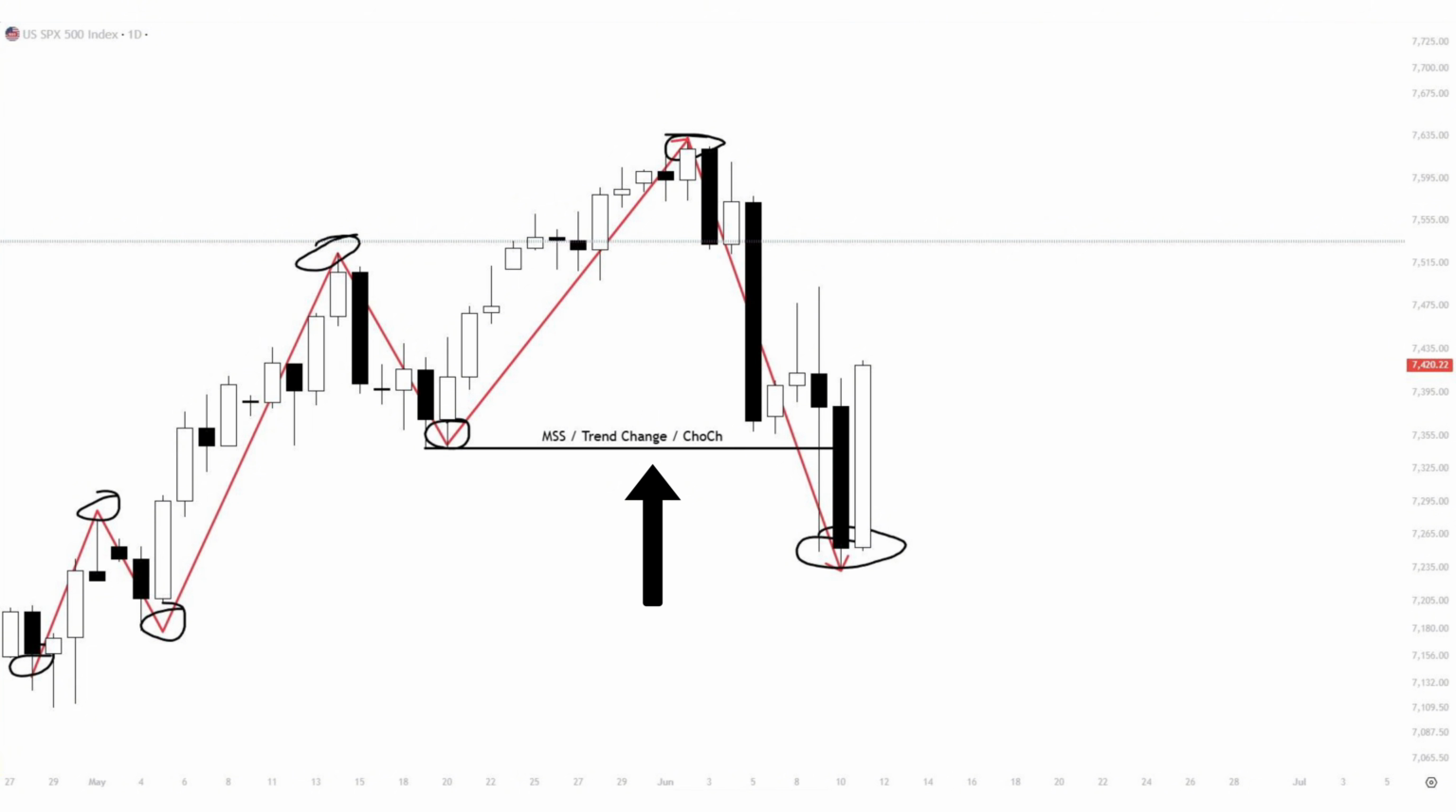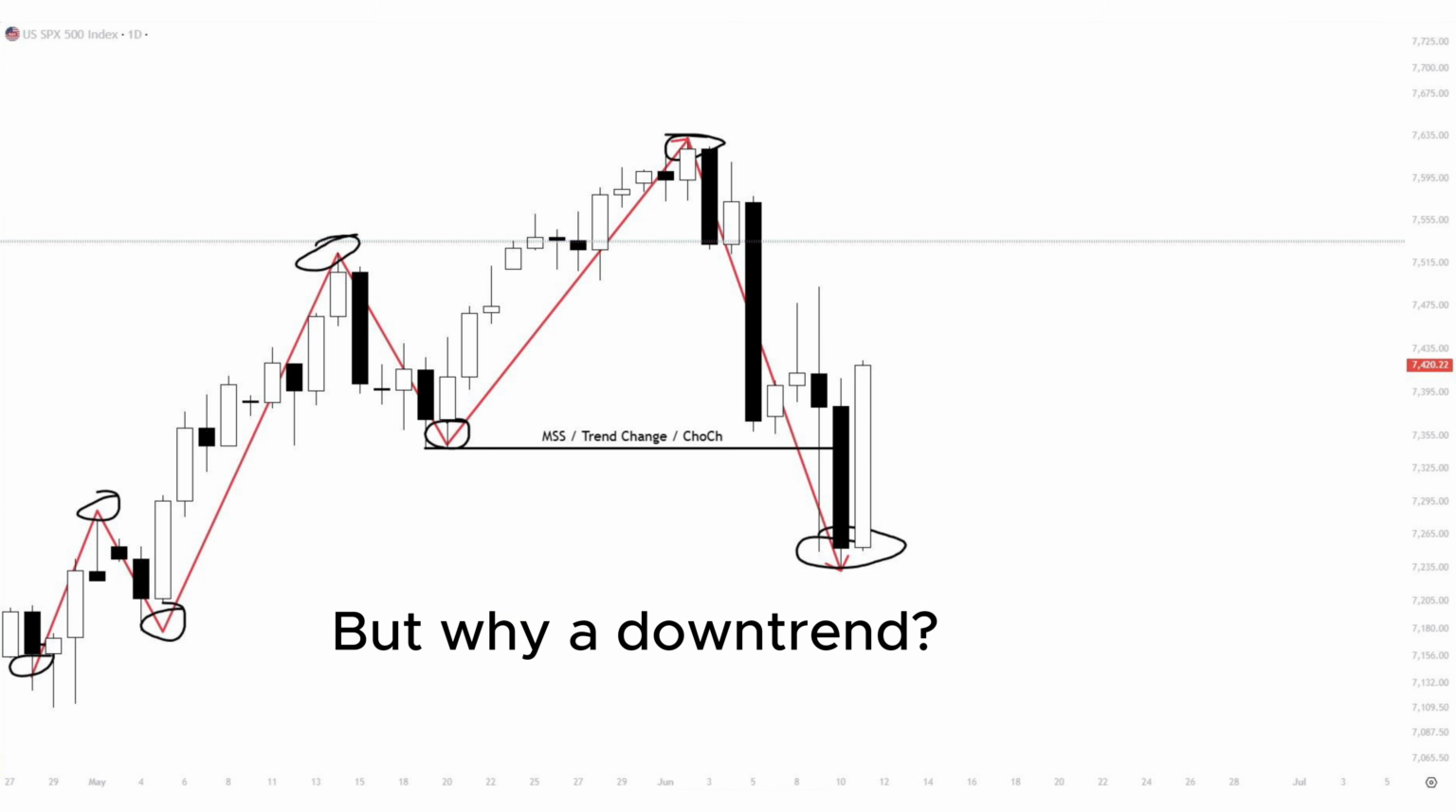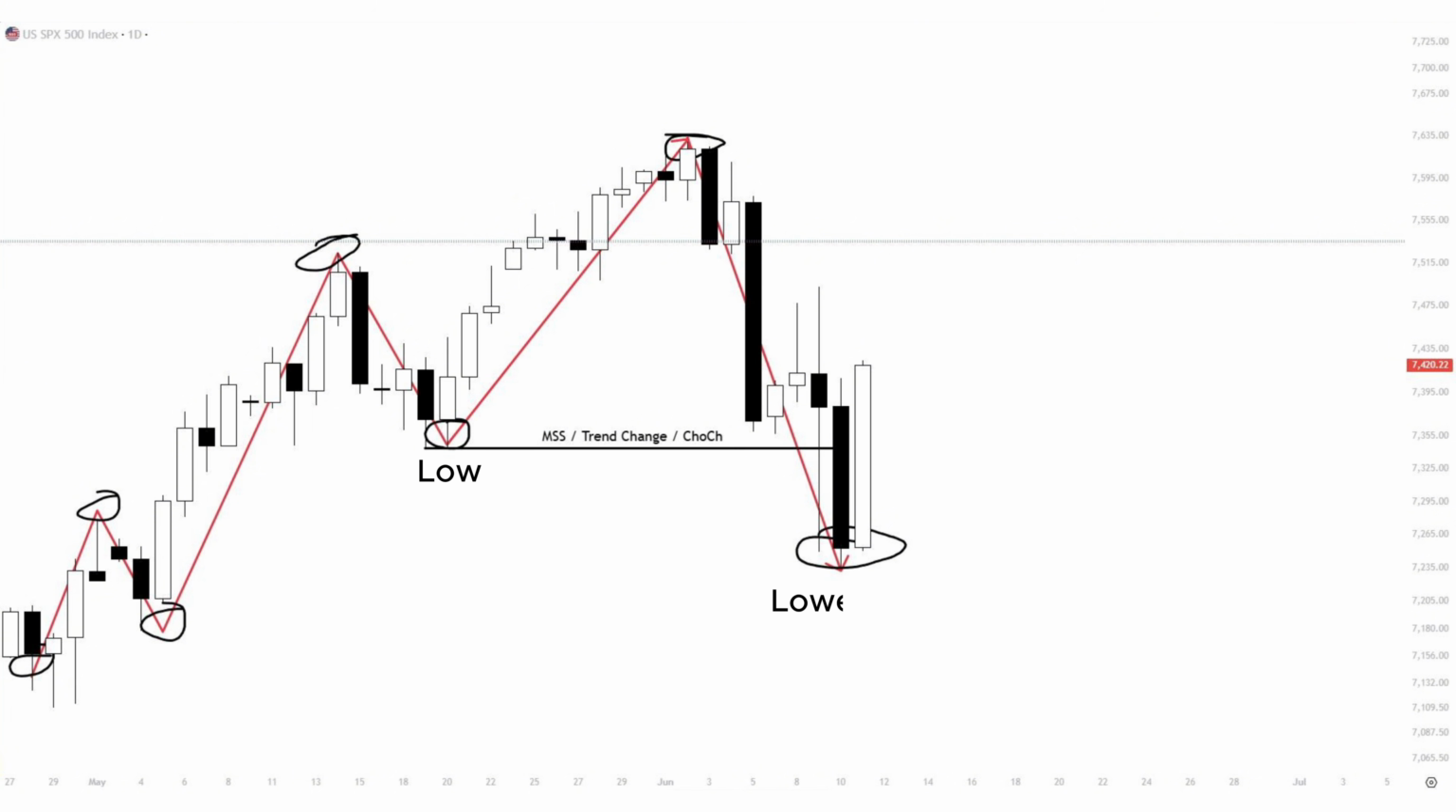And what you need to know about this first break is that it's the biggest sign of a trend reversing from the previous trend, which was an uptrend, into a downtrend. Why a downtrend? Because we see a lower low swing point that just formed on the market, and a lower low is a swing point of a downtrend. On downtrends, the lower low is followed by a lower high. The lower high on a downtrend is an upside pullback that can't break above the last high.